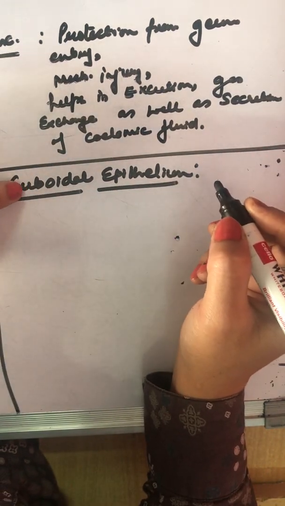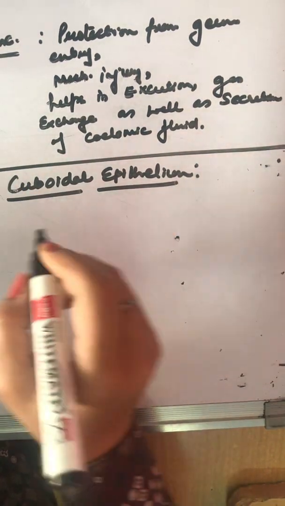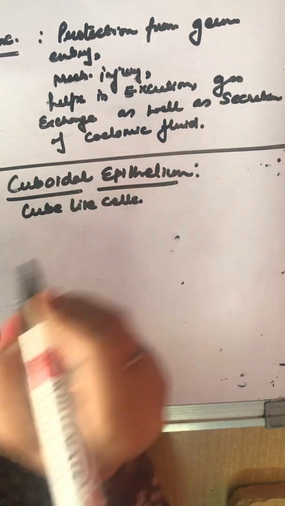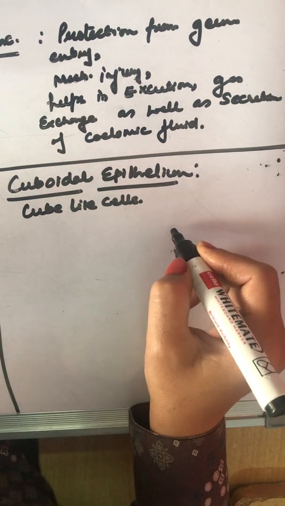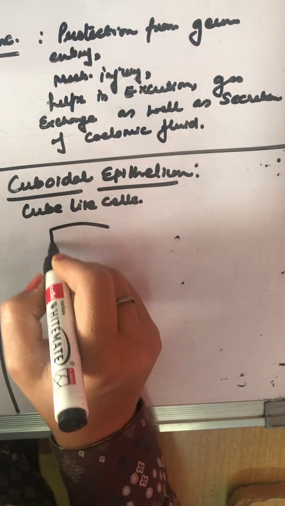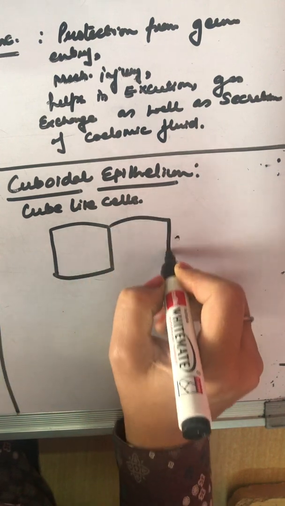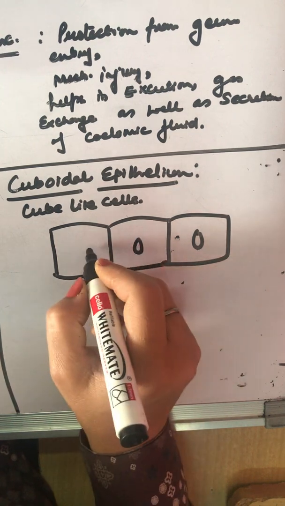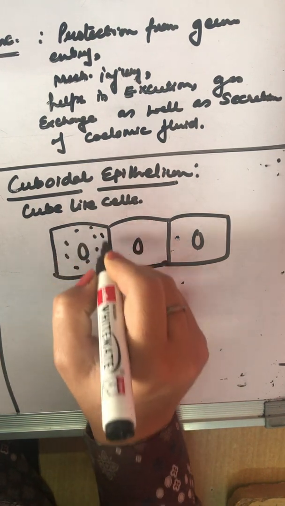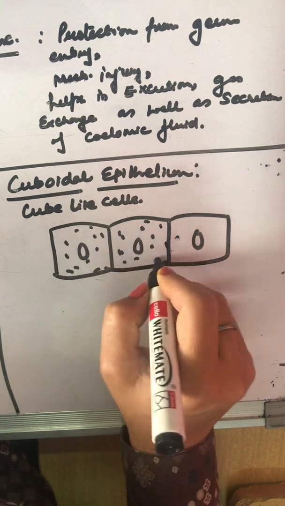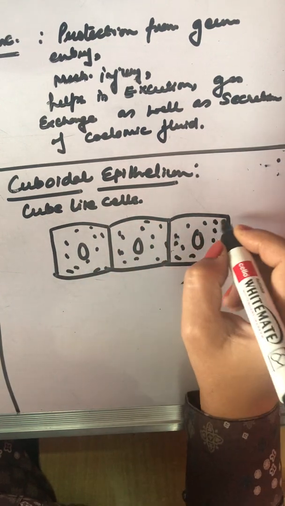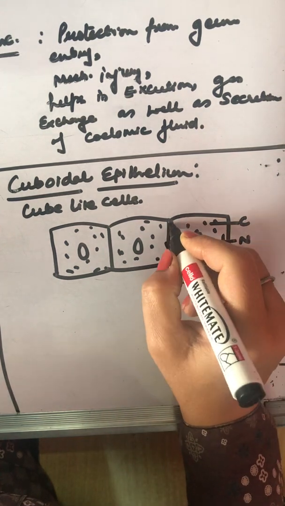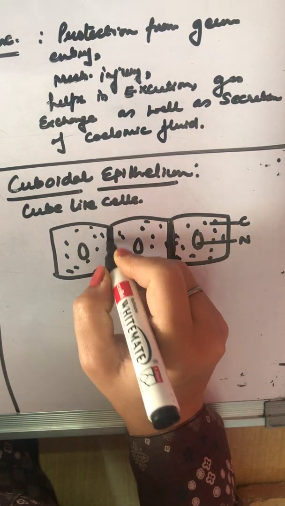As the name suggests, cube-like cells. It consists of cube-like cells, mainly polygonal in view area. See, these are cells with a complete dense cytoplasm, nucleus, and there in between is present the cementing membrane.